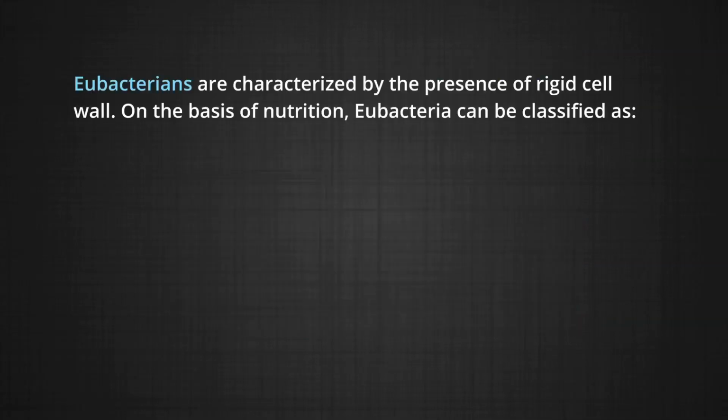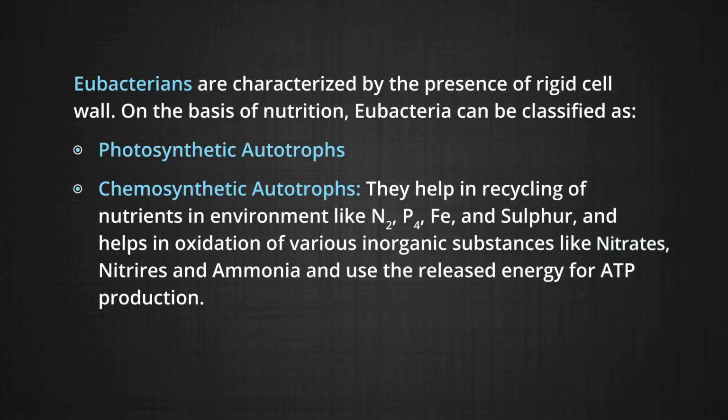Eubacteria. Eubacteria are characterized by the presence of a rigid cell wall. On the basis of nutrition, eubacteria can be classified as, first, photosynthetic autotrophs; second, chemosynthetic autotrophs, meaning they help in recycling of the nutrients in the environment like nitrogen, phosphorus, iron and sulfur, and help in oxidation of various inorganic substances like nitrate, nitrite and ammonia, and use the released energy for ATP production.